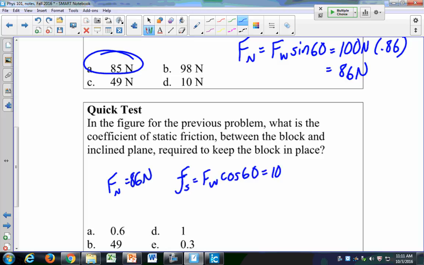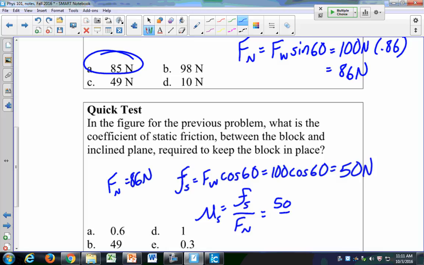That's going to equal 100 cosine 60, or 50. And so my coefficient is going to be Fs divided by my normal force, or 50 over 86, which is 0.6. A is the right answer.